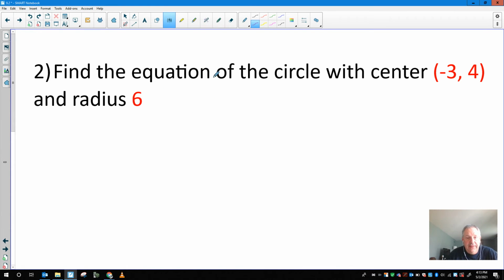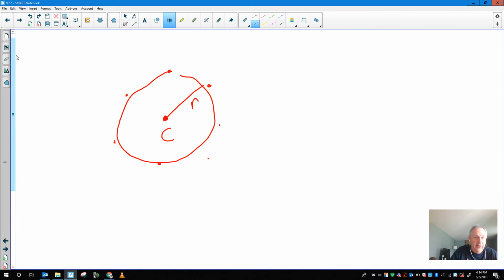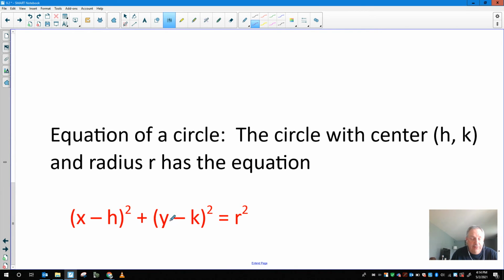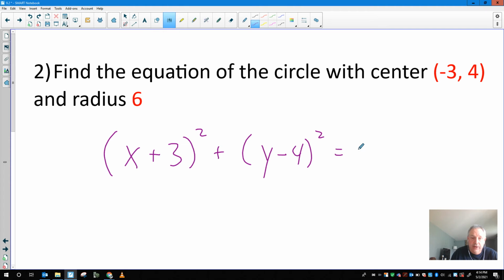So let's see how easy this is. Find the equation of the circle that has this center and this radius. So my equation is simply x minus the x coordinate of the center. So that's going to wind up being x plus 3 squared plus the quantity of y minus 4 squared equals the radius squared. Again, let's go look back at that equation. You have the formula right on your paper. But it really is coming from the distance formula. It's coming from the Pythagorean theorem. It should be easy to remember. Equals r squared. So that would be equal to 6 squared, and I'm finished.